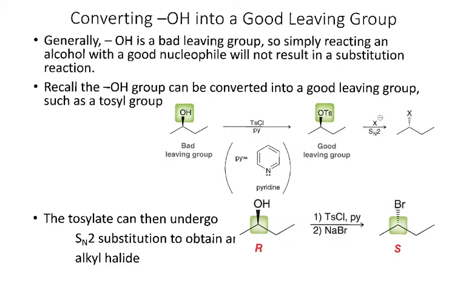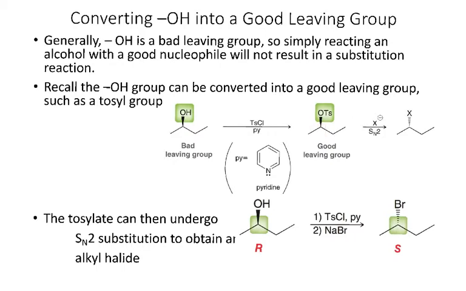So just reacting an alcohol with something like sodium iodide or sodium chloride is not going to result in a substitution reaction. And so one way that we learn to get around this in Orgo 1 is to convert OH into a good leaving group. And a good leaving group that we learned is turning it into a tosylate. And so if we react our alcohol with TsCl and pyridine, that will convert it into a good leaving group. It won't change the configuration. If the carbon that the alcohol is on is chiral, converting it into the tosylate won't change the configuration.